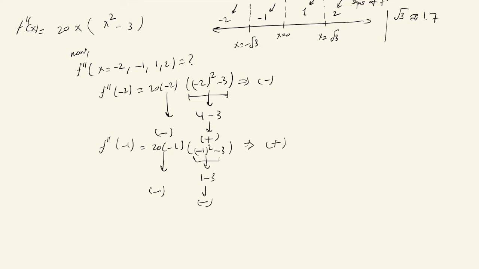Then I'm going to evaluate the second derivative when x equal to 1. So the second term is going to be 1 minus 3, which is a negative number, and then we multiply it by the first term, which is positive, and that's going to be a negative sign. Now we evaluate the second derivative at x equal to 2.